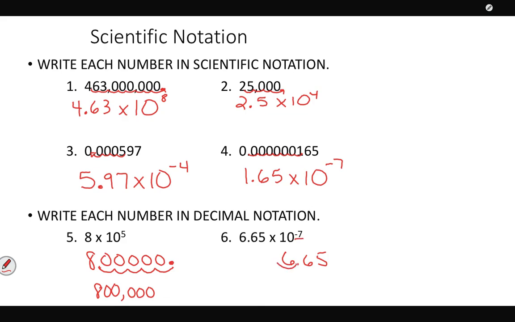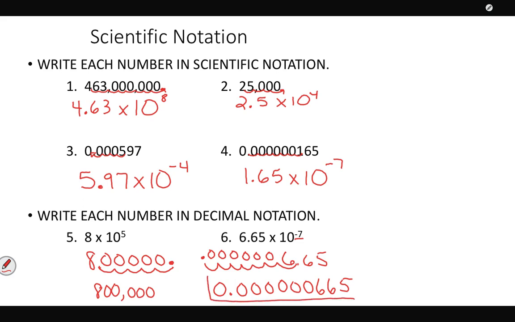So now here we have 6.65, but now we have to move this decimal 7 places to the left. So 1, 2, 3, 4, 5, 6, 7. Put the decimal point and now add zeros in there. So then it'd be 0.000000665. And that's the number written in decimal notation.